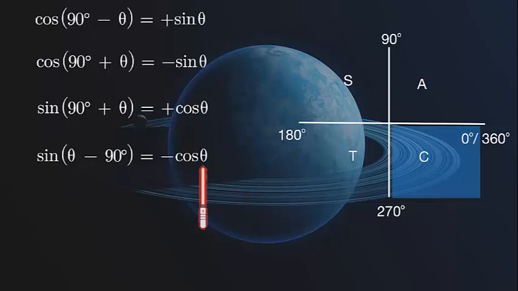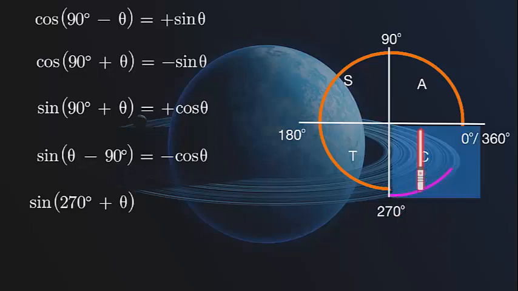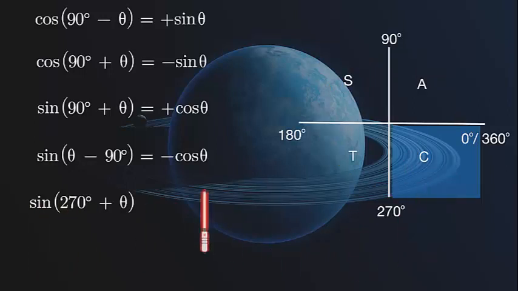Got it? Now, next one, sine of 270 degrees plus theta. Now we start at 0, we go around 270 degrees, there we go, plus an acute angle, and we end up in the fourth quadrant. Now, we are given a sine. In the fourth quadrant, sine is negative. So we write the negative sign, minus, and then we change the sine function to a cosine function and we write the acute angle.